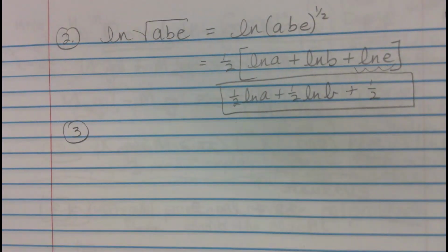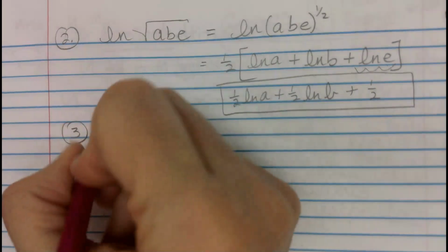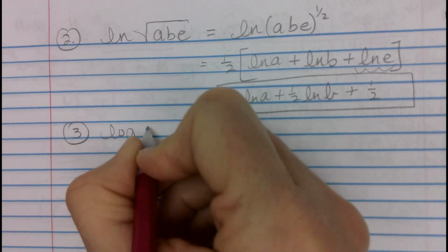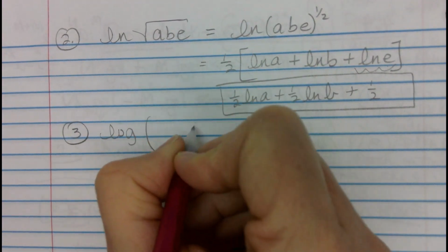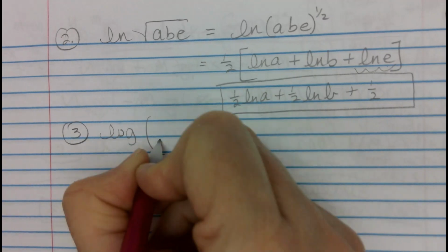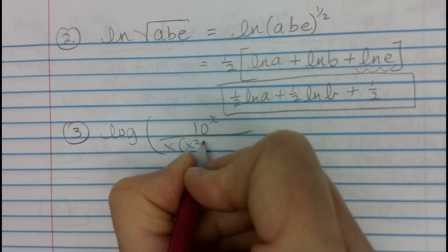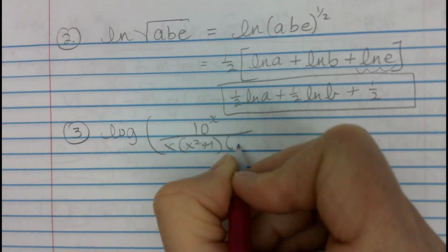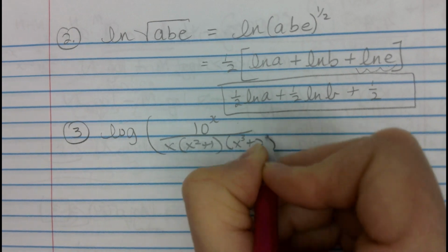So let's do one that is just hugely big. Oh, so that's it. Common log of 10 to the x over x times x squared plus 1 times x cubed plus 2.